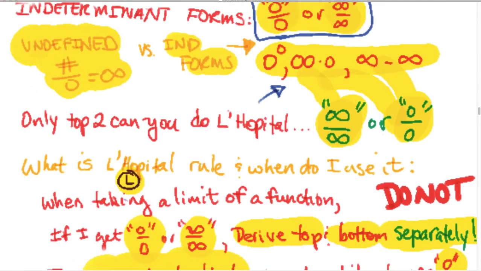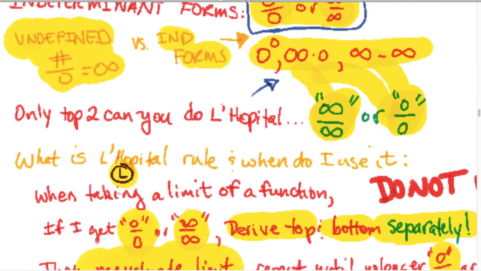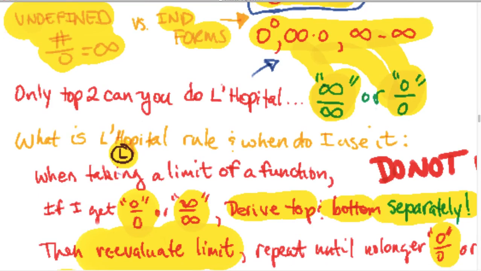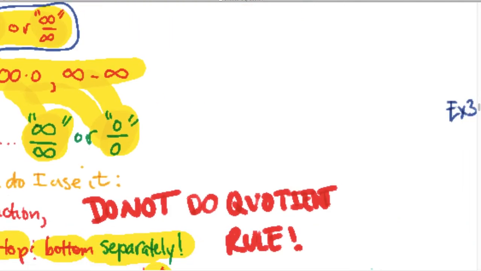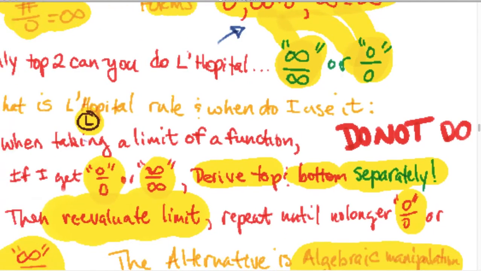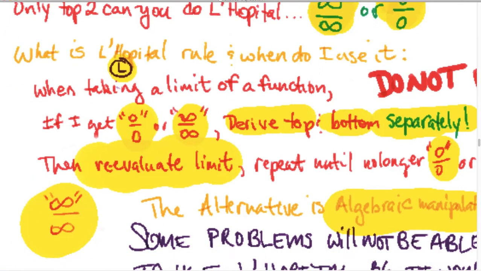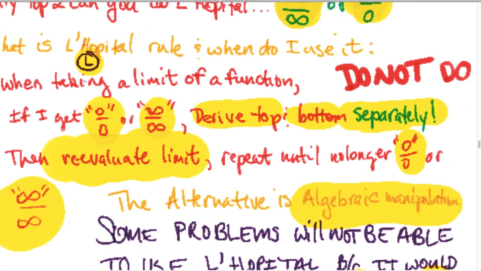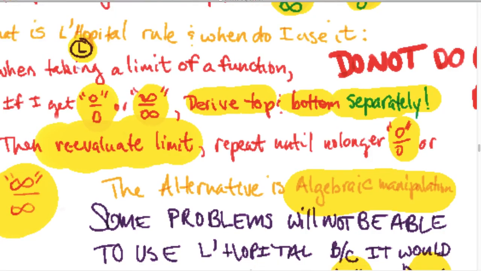Once it gets to that form, you can do L'Hopital's rule, which means take the derivative of the top and the bottom separately. Big red letters: do not do quotient rule. Do the derivative of the top, and then a totally separate derivative, do the derivative of the bottom. Then you're going to reevaluate the limit, just like any other limit. If you rewrite it, you got to reevaluate, replug in. And if you get 0 over 0 or infinity over infinity, do L'Hopital's again. You keep doing it until you no longer get one of those two indeterminate forms.